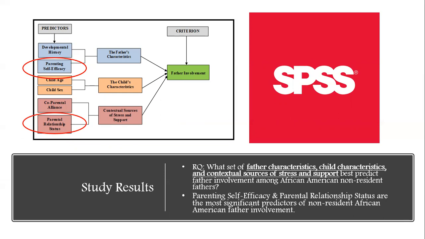And so what I found was, out of all of the 6 factors there, or predictors rather, here on the left of the model, only 2 of them came back as significant predictors of father involvement. Specifically, parenting self-efficacy and parental relationship status were the most significant predictors of non-resident African-American father involvement.